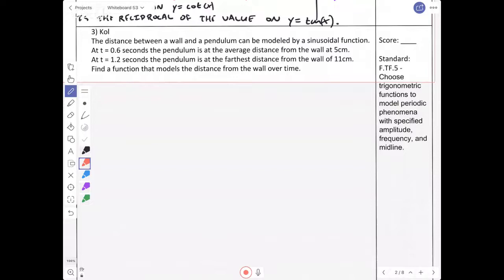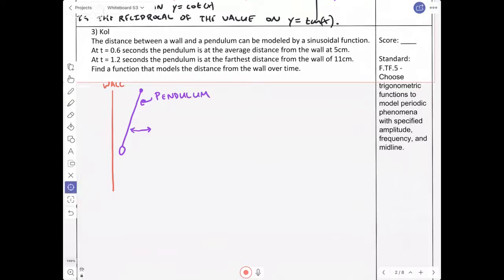The distance between a wall and a pendulum. So let's draw a little diagram. Wall and pendulum, which is swinging, right? Back and forth. Pendulum. Shoop, shoop, shoop, shoop. So there's a drawing.